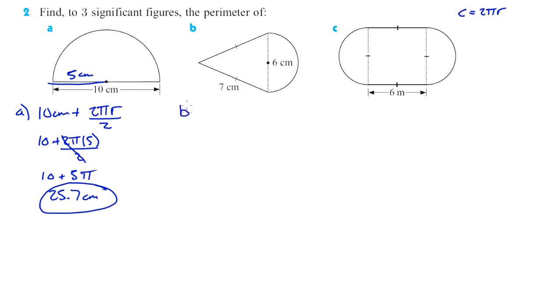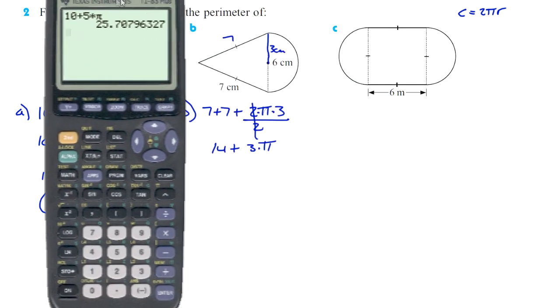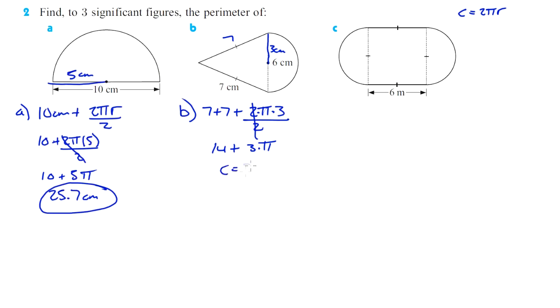All right, B. We have this and this, so that's 7 and 7. So we've got 7 plus 7, plus this in here does not count, but it's 3 centimeters for the radius. So again, we've got half of our circumference on that one. So we've got 2 times pi times our radius, which is 3, right? But again, we only need half of that because we just have half of a circle. So it's going to be 14 plus 3 times pi. So let's figure out what that is. Okay, so we got 14 plus 3 pi, and that gives us 23.4. So the perimeter is 23.4 centimeters on that one.